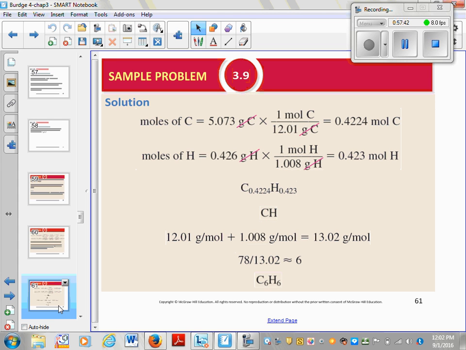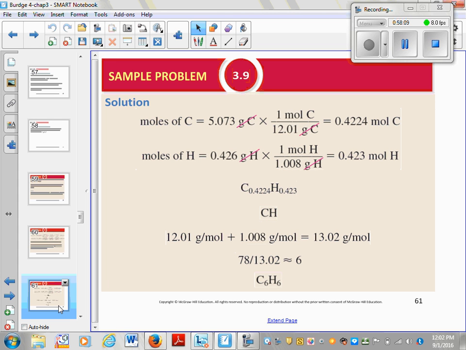Now, the mass spectrometer tells me that benzene weighs 78 grams per mole. Well, a CH unit weighs 13, 12 for carbon and 1 for hydrogen. So 78 divided by 13 is 6. So I have 6 CH units. So the molecular formula for benzene is C6H6.